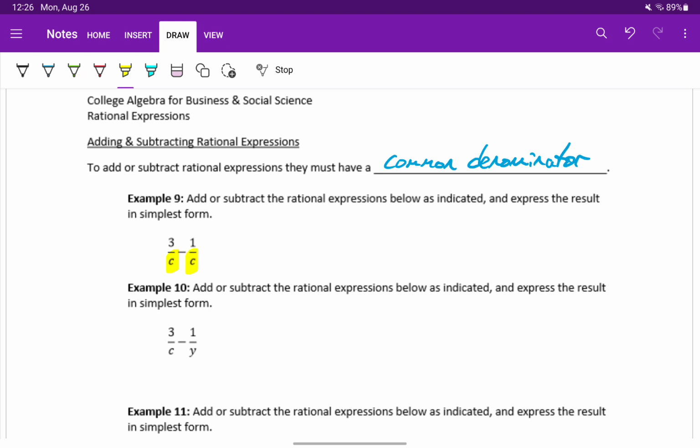We have 3 over c minus 1 over c. Even though that's a variable, it's exactly the same variable, it's exactly the same expression. So we have a common denominator, which means we can merge these by performing that addition or subtraction step, whatever we have in the numerator, and writing the expression over that same common denominator, which in this case would just reduce to 2 over c.